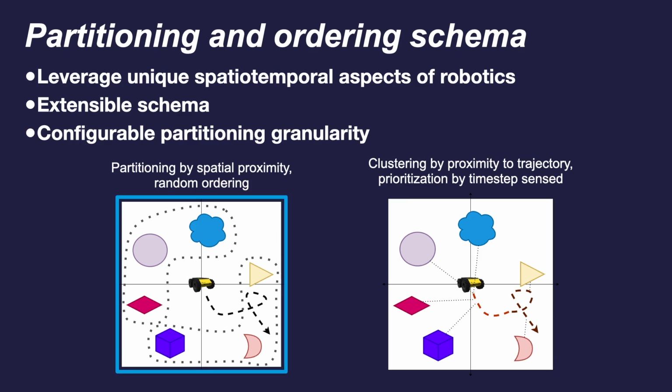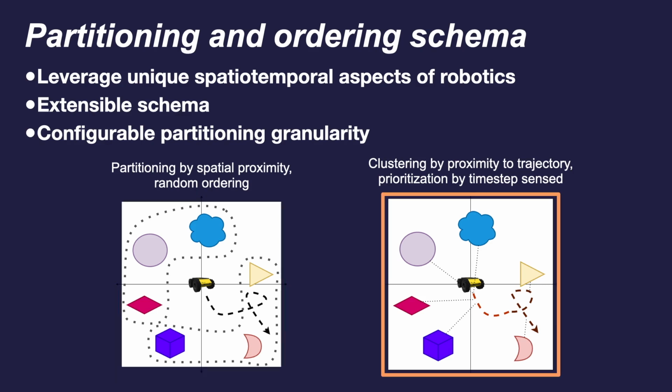On the left, for example, we partition by spatial proximity. In other words, we perform clustering on the elements in the environment according to their proximity to one another. Then, the resulting subenvironments are randomly ordered when tested. On the right, environment elements are clustered by proximity to the trajectory of the robot.